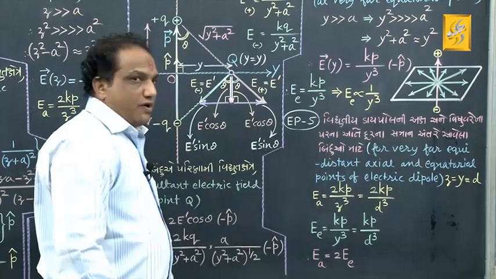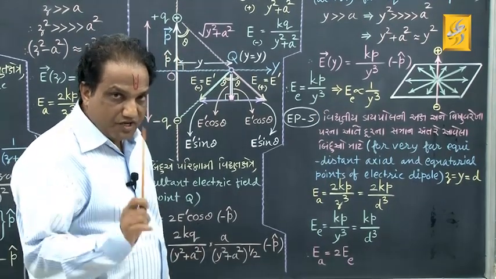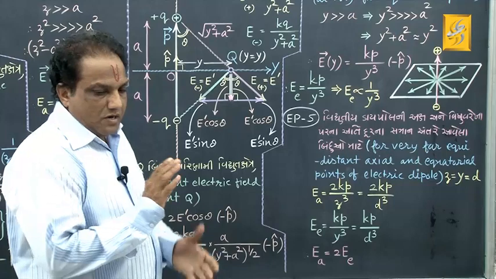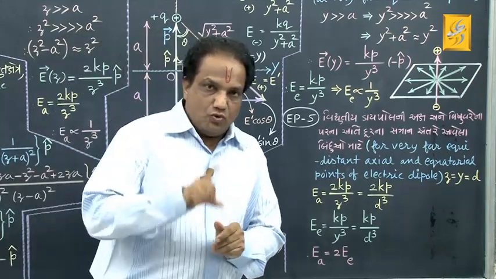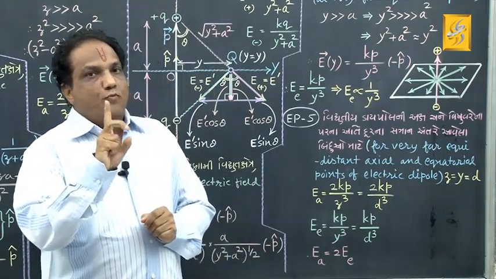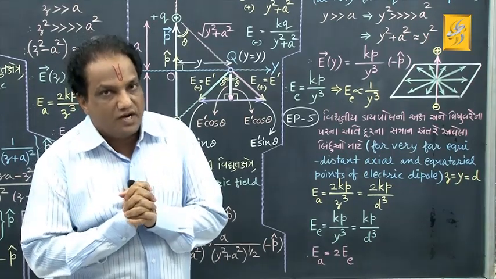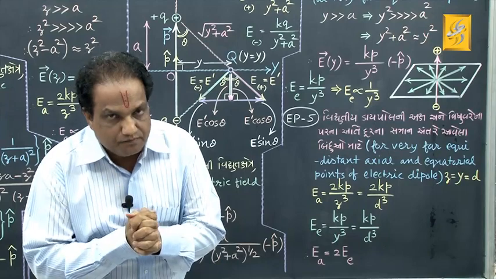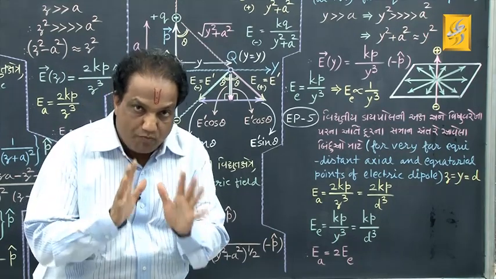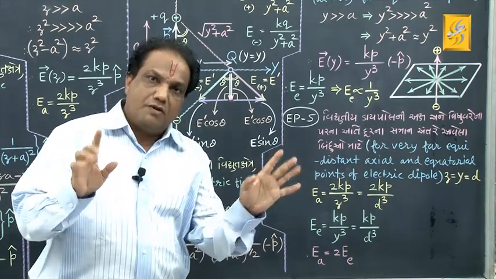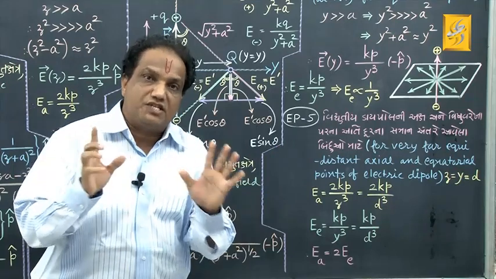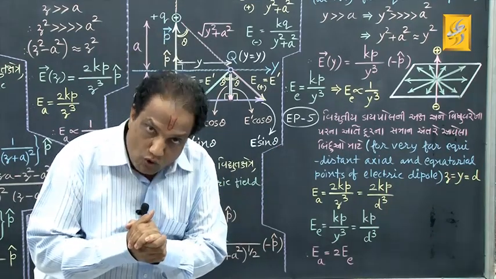Let us discuss now extra point number 5. What is the extra point? You just do one thing. You take 2 points, one on axis, one on equatorial line for electric dipole. But you please take those 2 points very far, but at equal distances from midpoint of the dipole.